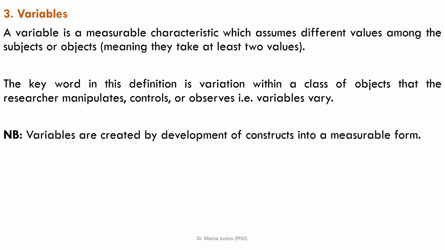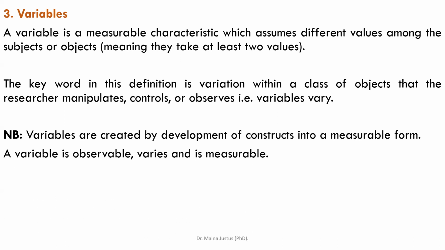And variables are created by development of a construct into a measurable form. So that lab coat has now transformed to be measurable. It has to be measurable, and also it has to be observable. Examples of variables are age, like you can be the age of 20, 30, 45, and so on. That is quantifiable. Marital status: somebody can be single, can be married. You can talk about income level, educational level, and all this.